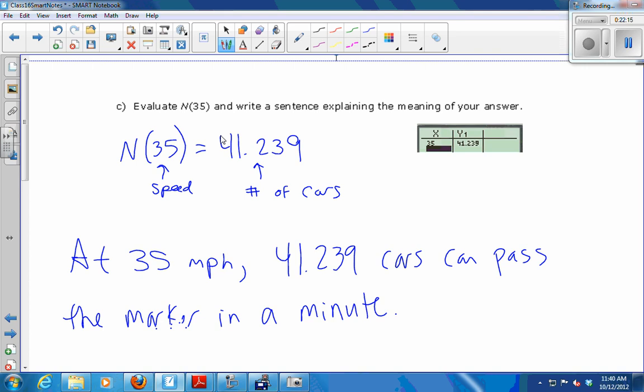Yeah, whether you round or not, I wouldn't say that one way is more correct than the other. The model predicts exactly this many cars, but that doesn't really make sense. So probably 41 or 42, or maybe it's sometimes 41 and sometimes 42. So that's sort of just a downfall of using a mathematical model, is that sometimes it will give you something with a decimal, and that doesn't really make sense.